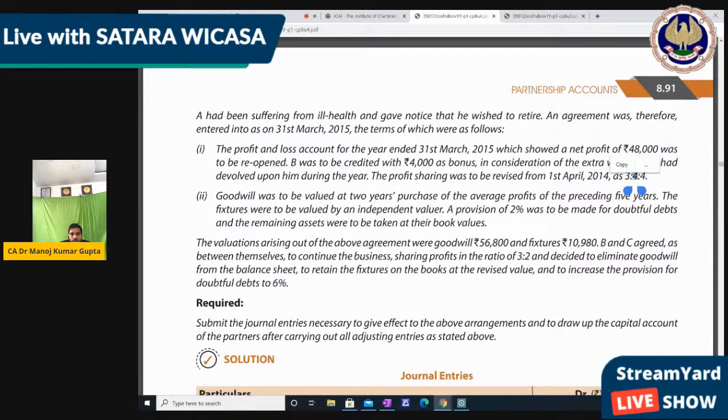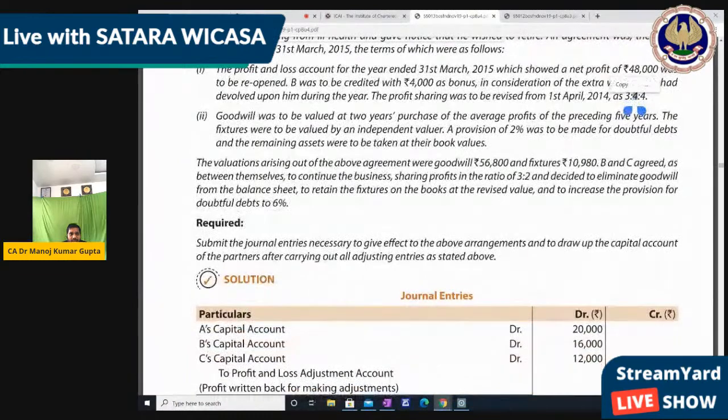3:2, and decided to eliminate goodwill from the balance sheet, to retain the fixtures on the books at the revised value, and to increase the provision for doubtful debts to 6%. Okay, so these are all the valuation parts they had mentioned. Required: pass the journal entries necessary to give effect to the above transactions, and draw up the capital accounts of the partners after carrying out all adjustment entries as stated above. Means they have not asked for the balance sheet, but we will prepare the balance sheet as well, right?